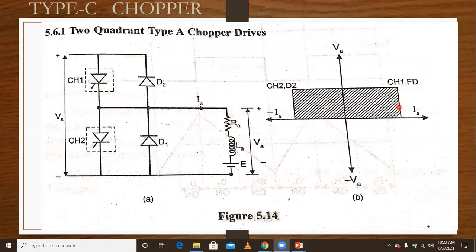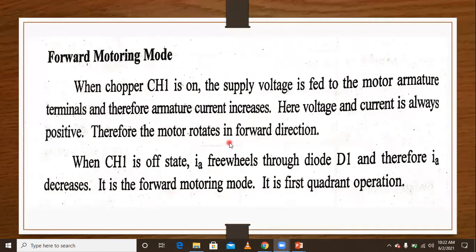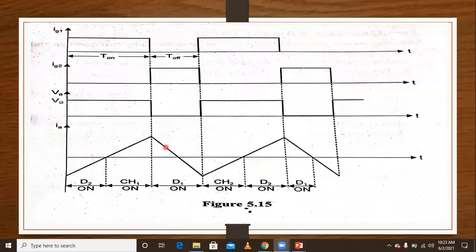Therefore, the motor rotates in the forward direction. So like this, this motor is rotating in the forward direction. The armature current increases when chopper H1 is turned on. The supply voltage is fed to the motor armature terminals, and then the armature current increases, like this.